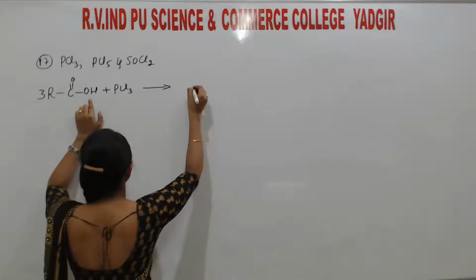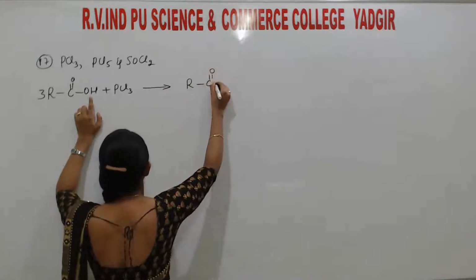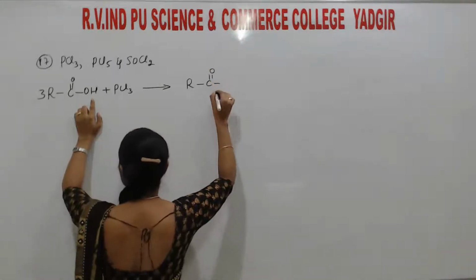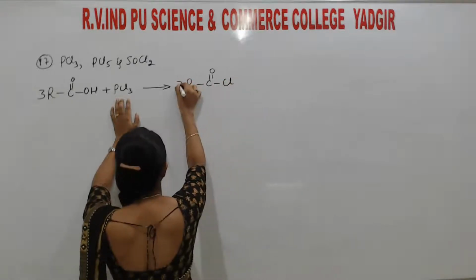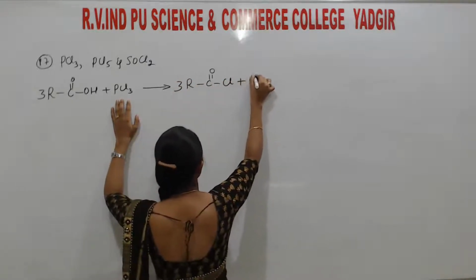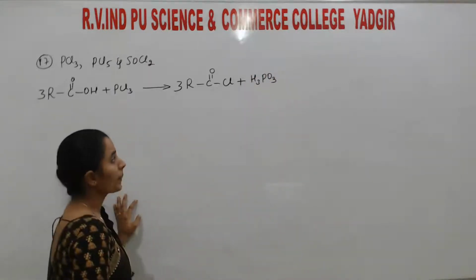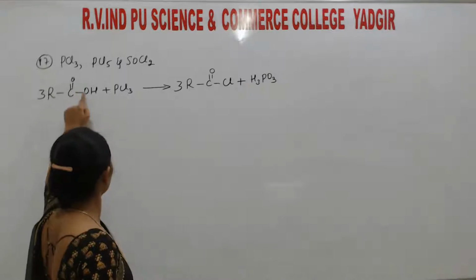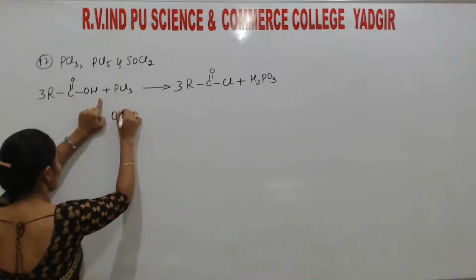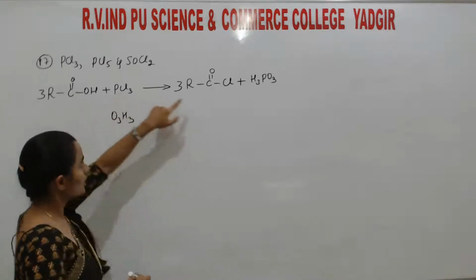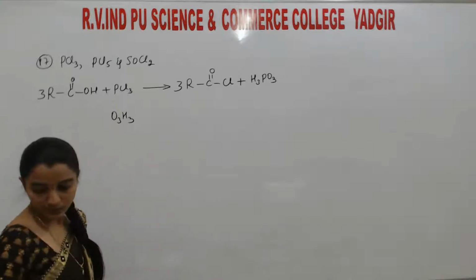Here it is R, C double bond O, Cl, plus H3PO3. In R-C double bond O-OH, the OH is removed 3 times, O 3 times, H 3 times. The Cl is attached to this P, so H3PO3. Understood?